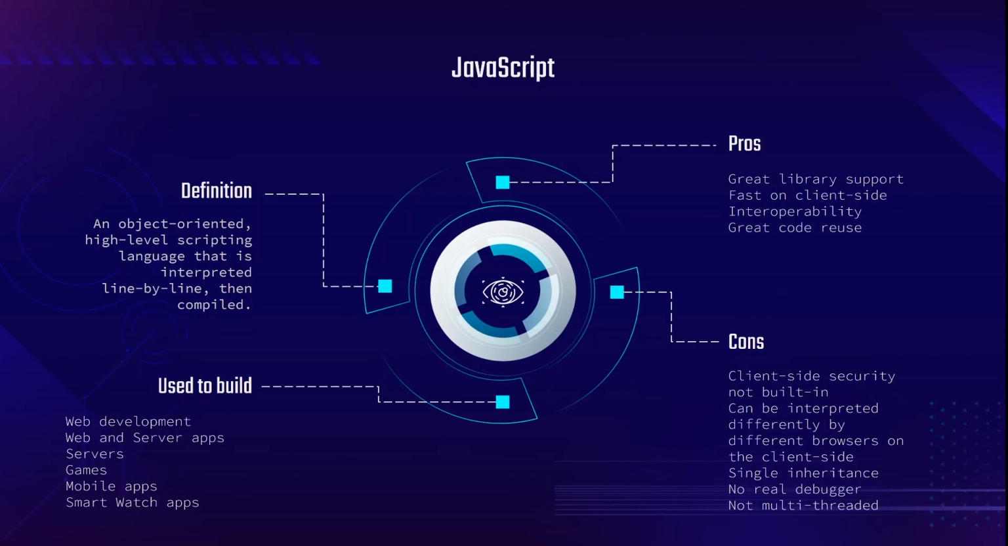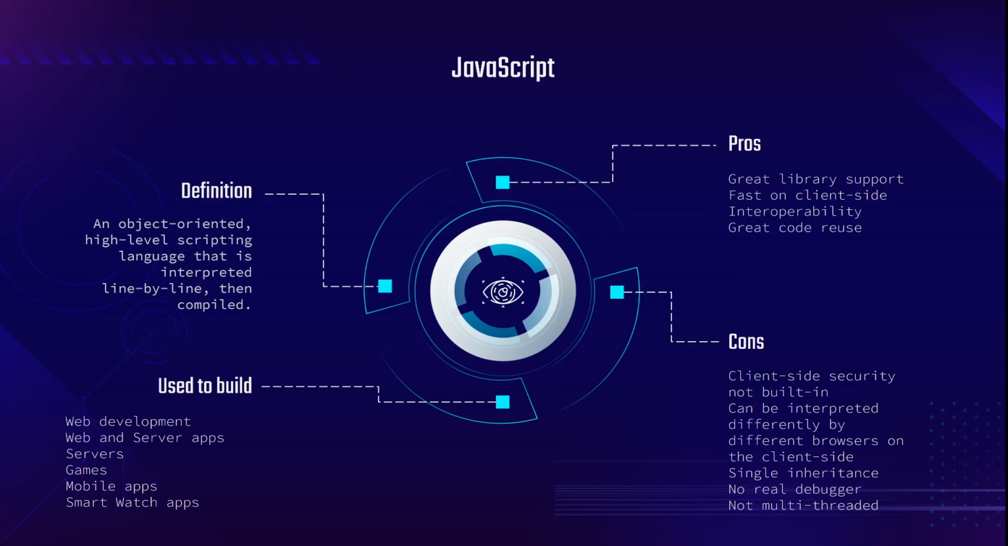JavaScript. It is an object-oriented high-level scripting language that is interpreted line by line, and then it's compiled. This one's definitely more of an interpreting language than it is a compiling language. It is used to build web and servers, games, mobile apps, and smartwatch apps. So this is very good for web development. It's not the only thing it can do, but it's best used for that.